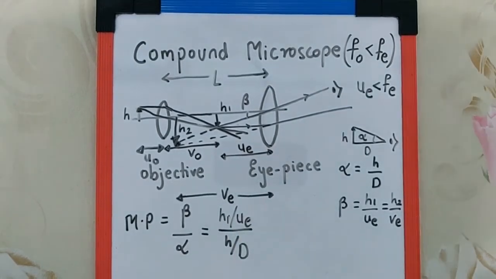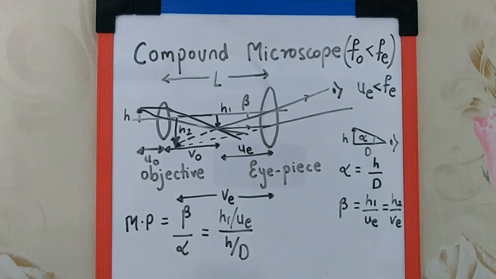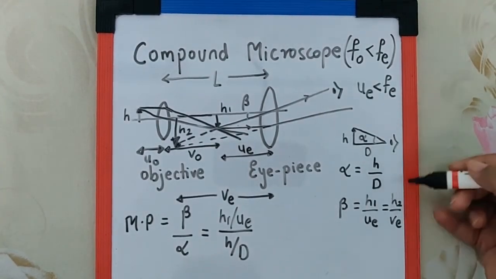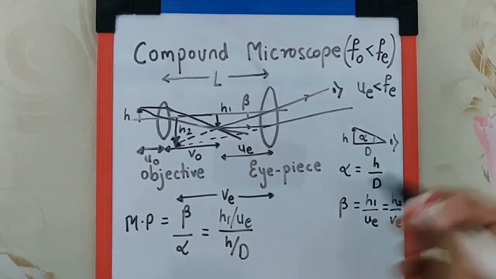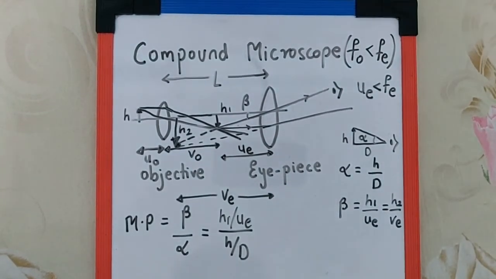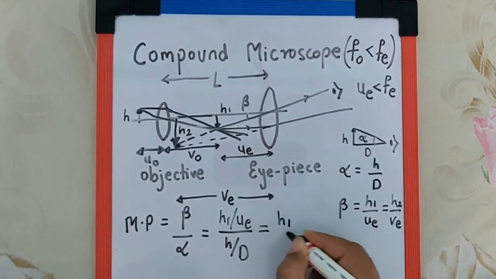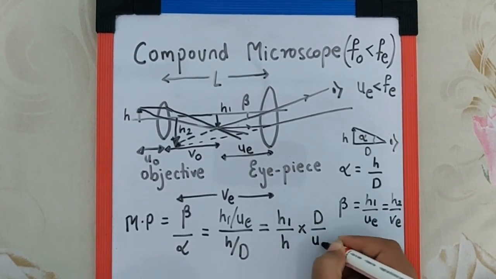And that does not mean we cannot use the other one in the formula. Please remember, if in the question they give you the values of h2 and VE, and h and d, and they ask for the magnifying power, you can definitely use that formula and calculate the value. Okay, here I am just using h1 by UE for the derivation purpose. So this becomes h1 by h into d by UE.